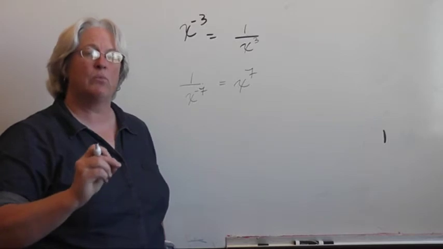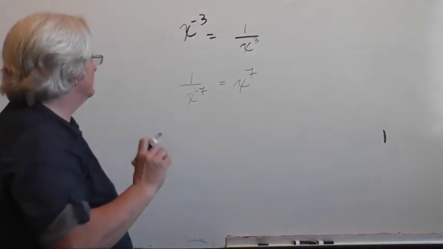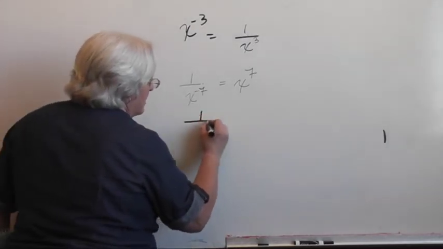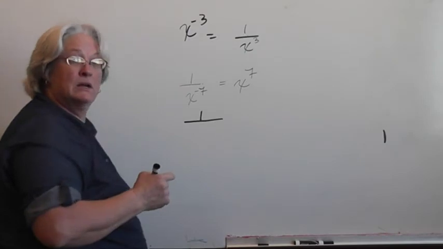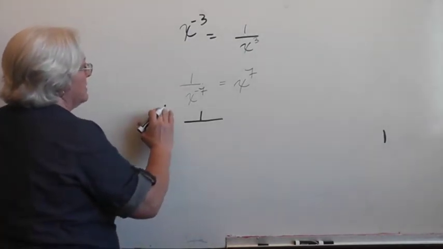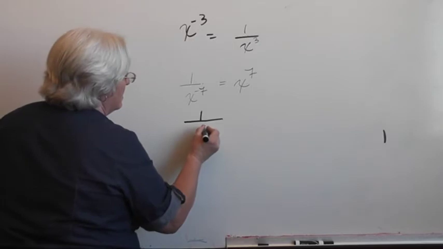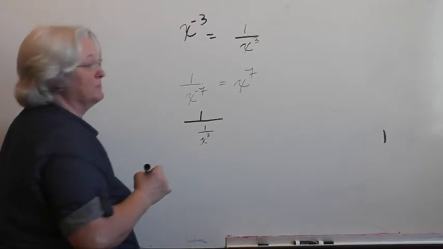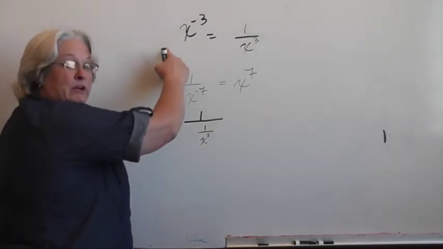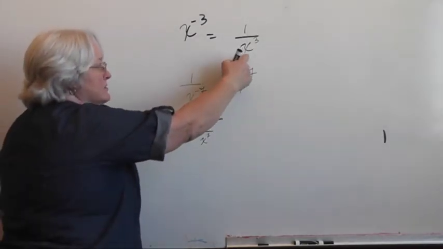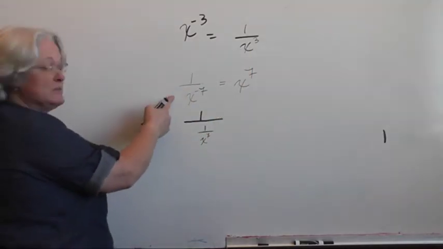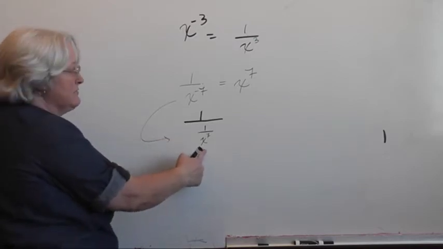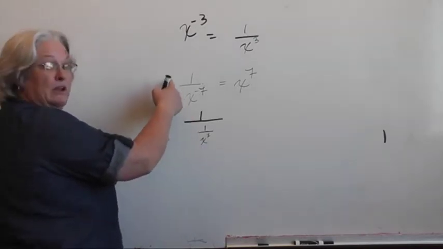Let me show you how they want you to use the rule that they taught you to do this. If you have 1 over x to the 7th, they taught you that x to the -7 can be written as 1 over x to the 7th. See, x to the -3 is 1 over x to the 3rd. X to the -7 becomes 1 over x to the 7th in the denominator and in the numerator.